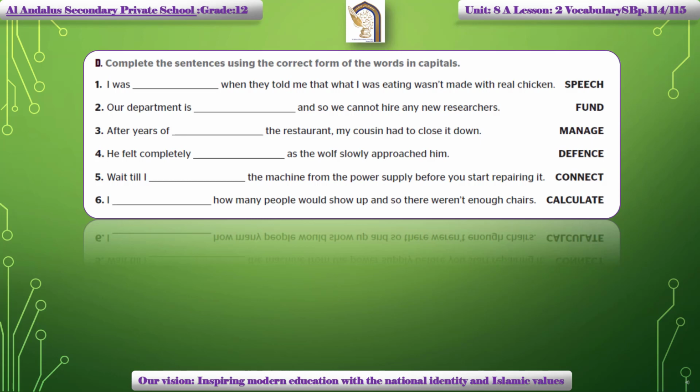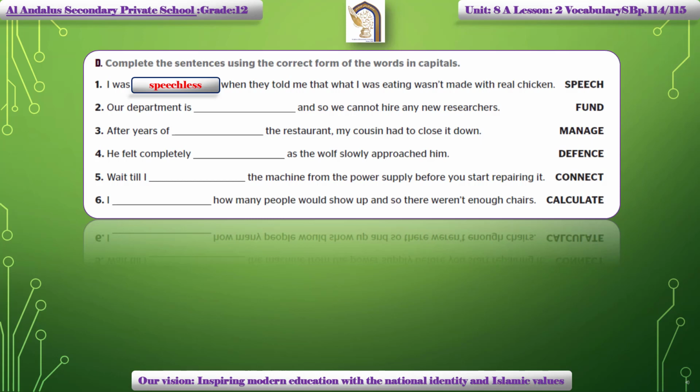Sentence 1. I was ___ when they told me that what I was eating wasn't made with real chicken. We have got the word speech. Amazing answer. Speechless. Gentlemen, this is a feeling or this is a state when you are unable to talk because of a shock or a surprise. That's right. Sentence 1 again. I was speechless when they told me that what I was eating wasn't made with real chicken.